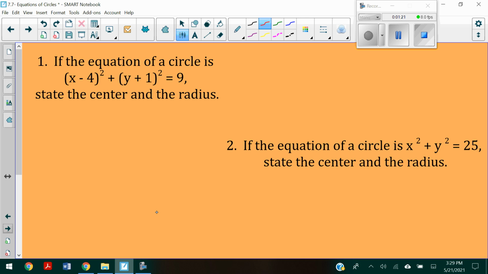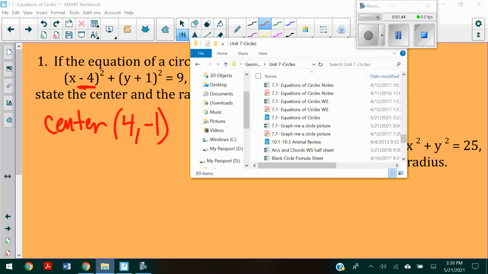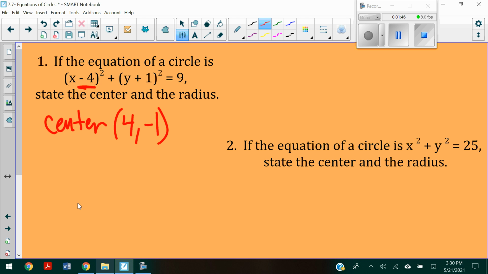So we're going to start off with two problems where we're just finding the center and the radius. The center is going to be the opposite of the value in here, because remember it's x minus the x coordinate. So my center is going to be positive 4 and negative 1 because it's the opposite. And my radius is going to be the square root of that last number.